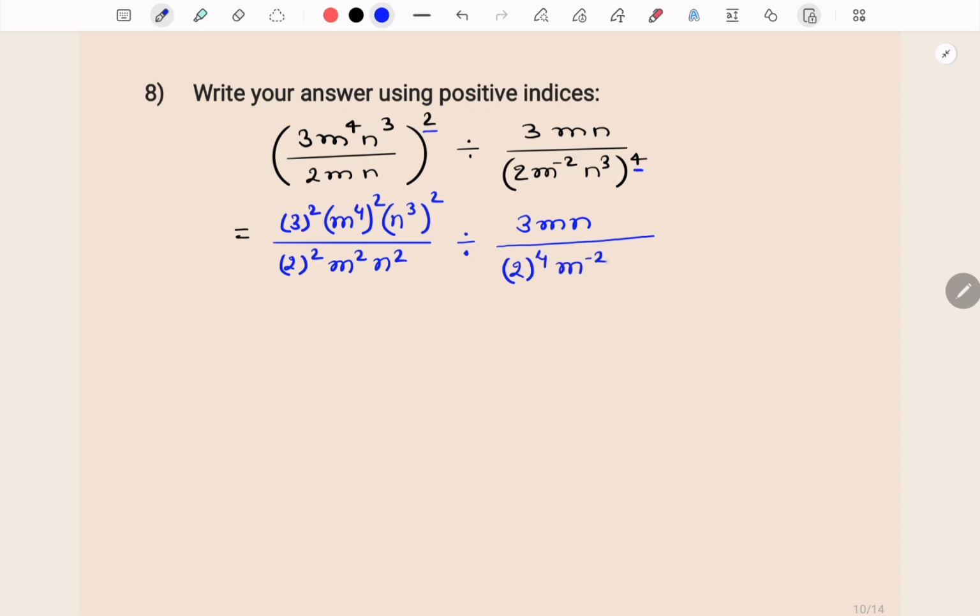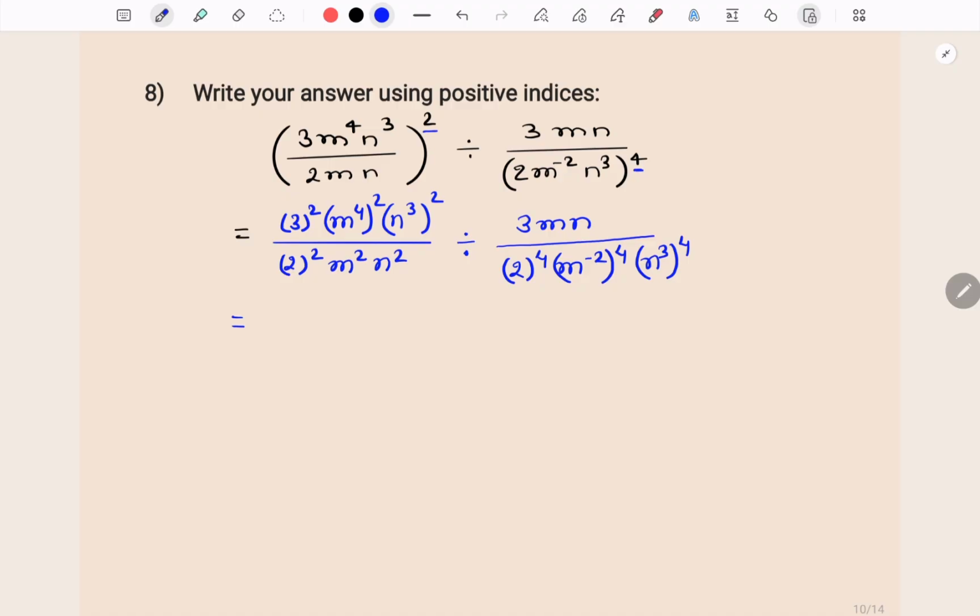So now m raised to the power minus 2 all raised to the power 4, n cube all raised to the power 4. Why? Because this power 4 was present outside the bracket. Now we can simplify it.